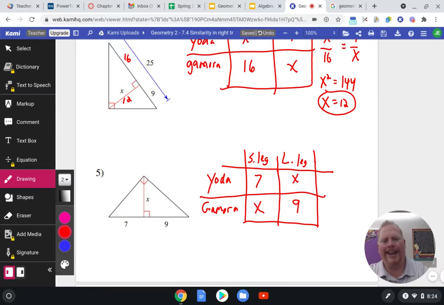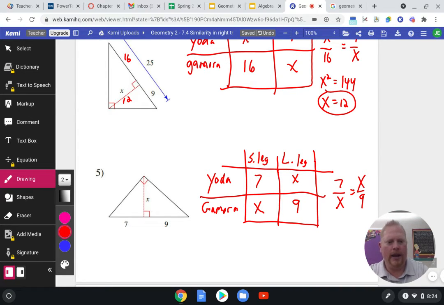So now we'll go ahead and set up our proportion. 7 over x equals x over 9. And just a heads up, if you have x over x in your proportion, you've done it wrong. Okay? If you have both x's on top, you've done it wrong. If you have both x's on bottom, you've done it wrong. Okay? If you have x in two different places, they should be diagonal in problems like this.